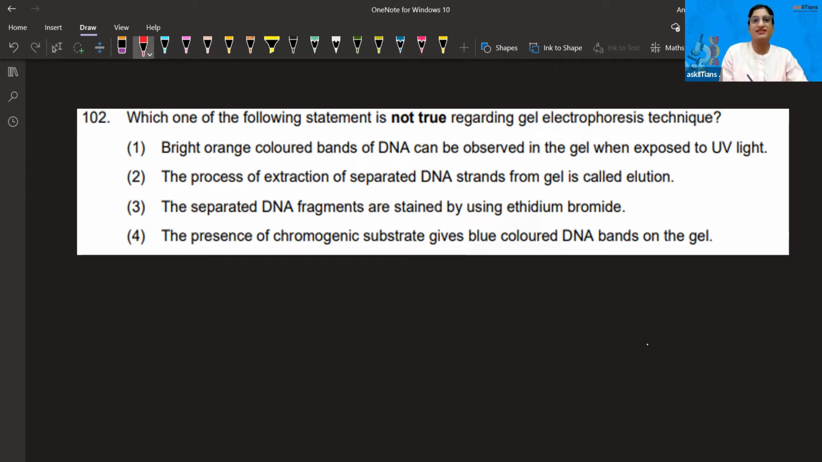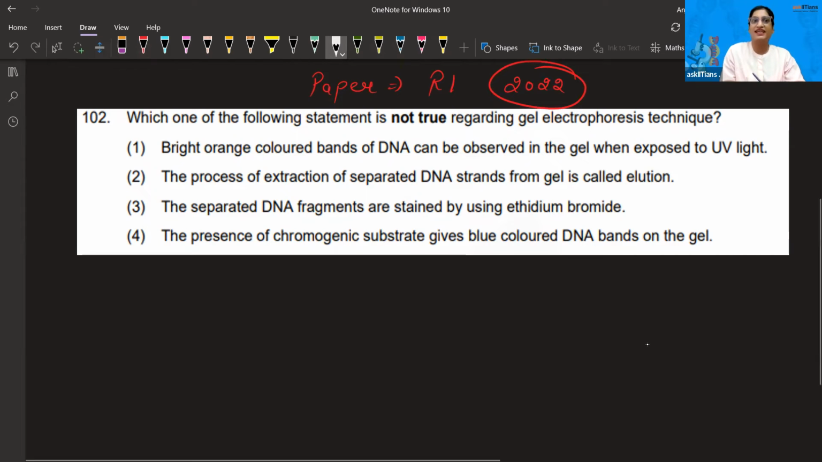I'm repeating this: the question that you're watching has paper code R1, and this is NEET 2022, the paper that happened on July 17. Now we are doing the second question. In section A, which is the botany section, question 101 has been done, and this is question number 102. This is asking a question from gel electrophoresis, which means the question has been asked from the chapter biotechnology.